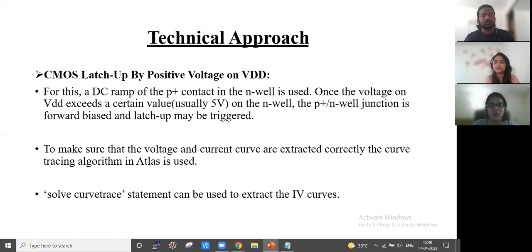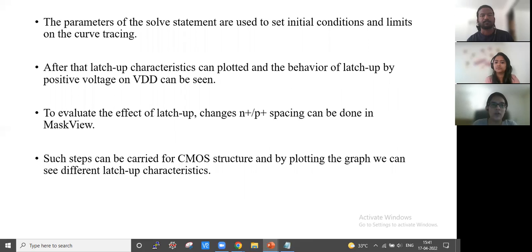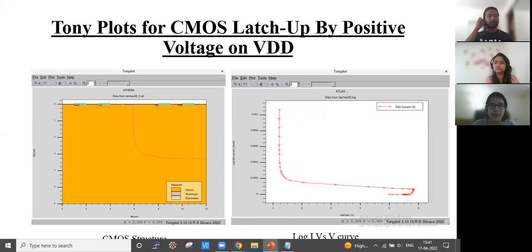So now to trace out various IV curves and other curves, we can use curve tracing algorithm that is used for tracing out the complex IV curves. So to use it, we can use a solve curvetrace statement to extract IV curves. Now in this, various parameters can be set, and we can actually see the latch-up characteristics can be plotted, and the behavior of latch-up on positive voltage on VDD can be seen. And to make effective and to evaluate latch-up, changes in N plus and P plus spacing can be done in mask view. Here are various TonyPlots that we have extracted.